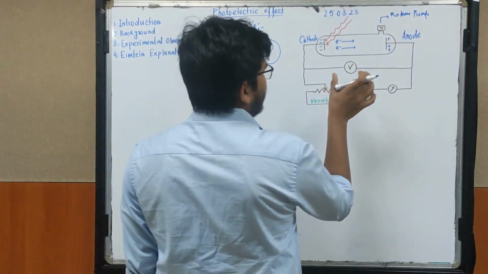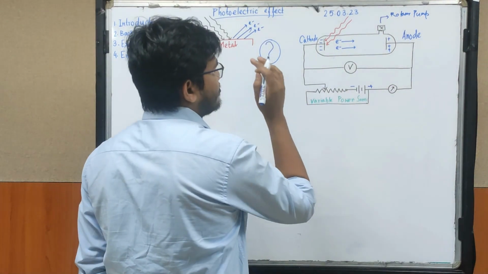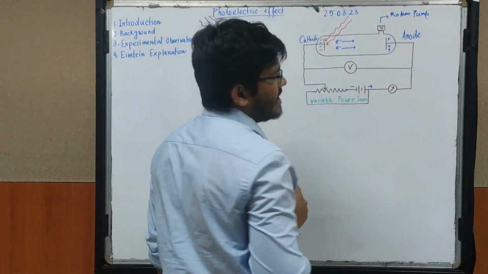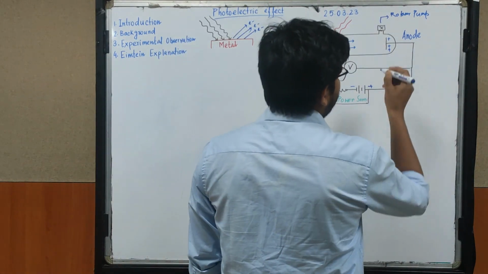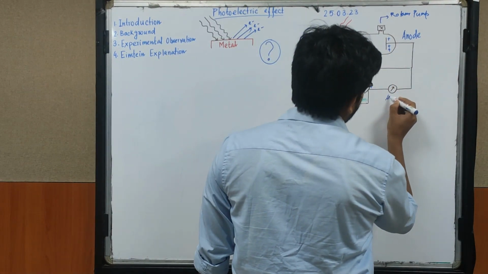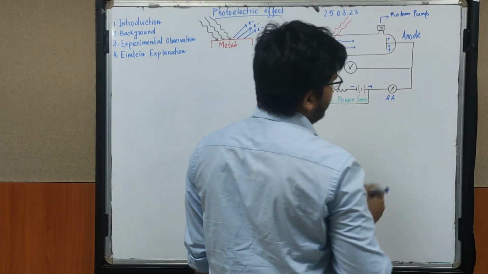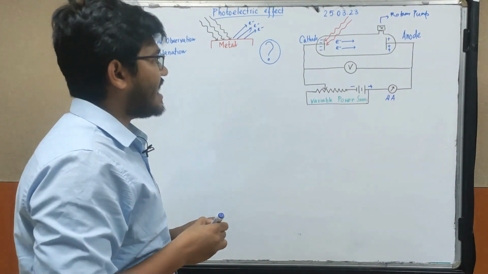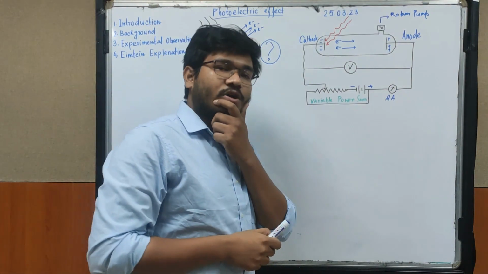And for measuring the applied voltage between the cathode and the anode, there will be a voltmeter connected to it. And also to measure the current, if there is any current flow in the circuit, that can also be detected with the help of a microammeter. So the current will be in the order of microamperes.